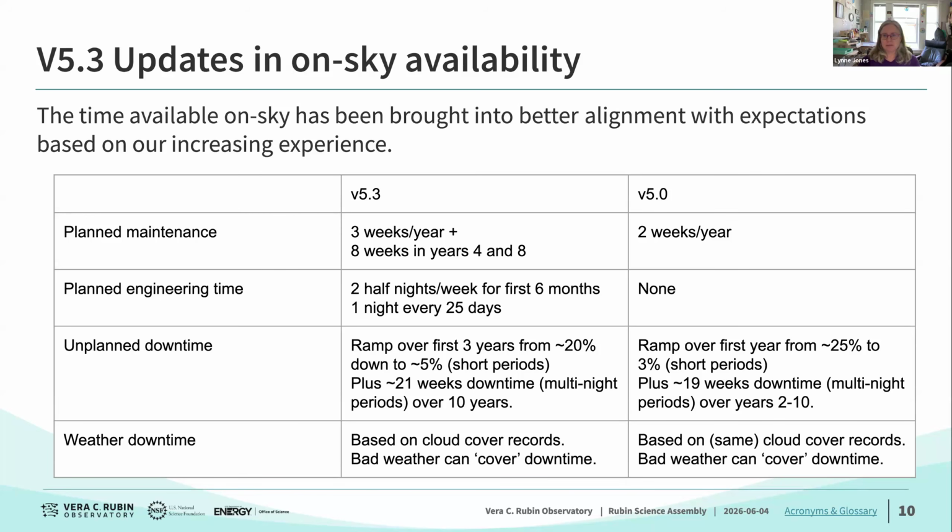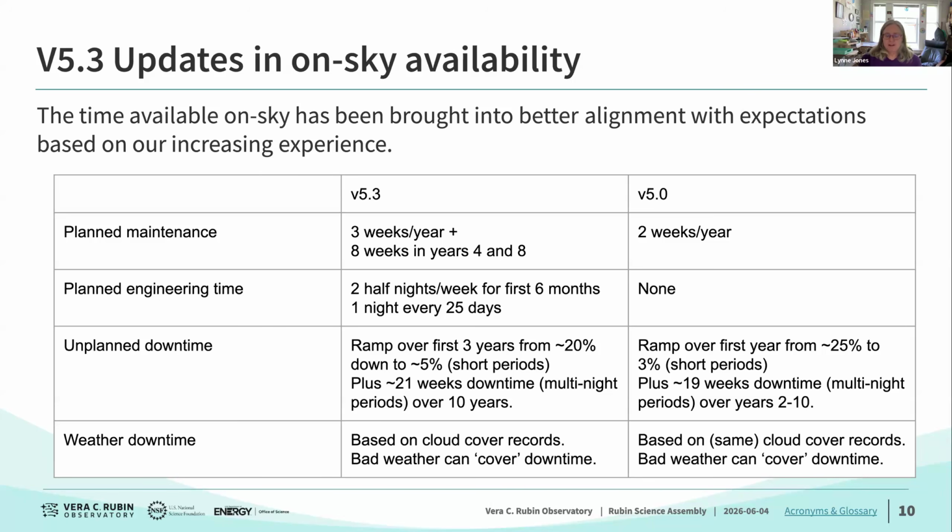The unplanned downtime, so this is like things like faults or something went wrong with the camera. This one's a little bit more complicated to explain because in v5.0, and for quite a while now, we've had extra unplanned downtime in year 1. And in fact, the unplanned downtime we put into year 1 was worse at the start of the survey than we're actually doing now. But it ramped up to very good very quickly, and then it went into something that I think is unrealistically good.